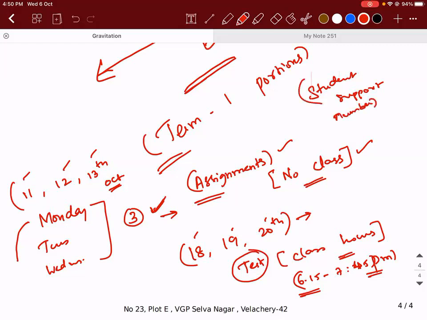Am I clear? Yes, sir. Once the test is over, I will be holding a paper discussion session the week immediately after. So the week next to it, that is on 25, 26, and 27, I'll be holding a paper discussion session. And in the next month, if I'm not wrong, did your schools announce when the term 1 portion test is?